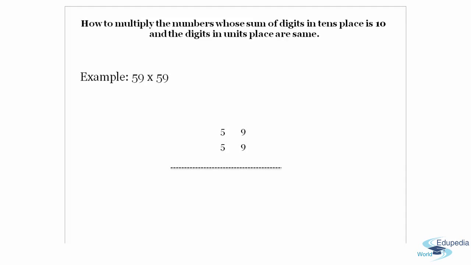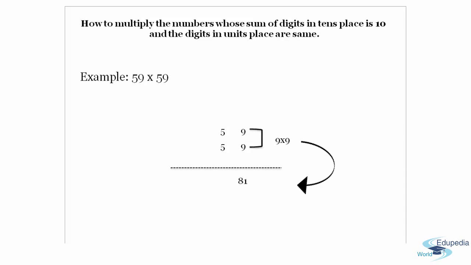In step number 1, we have to multiply the digits that are in the ones place. Here in the ones place, we have two nines. If you multiply these two nines, you will get the product 81. You just take down that 81 below the horizontal bar and write it on the right side, like this.